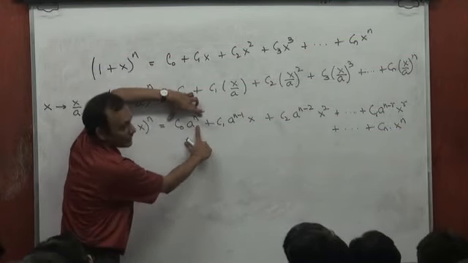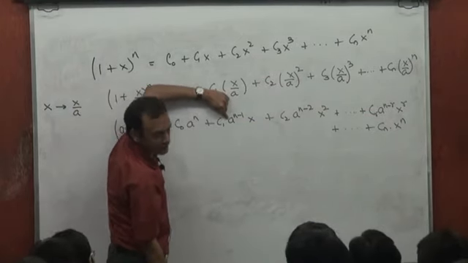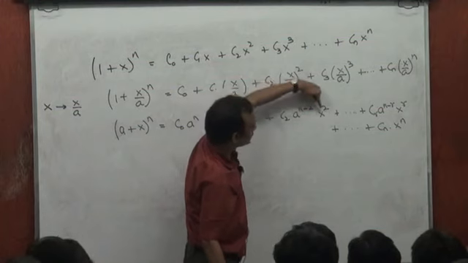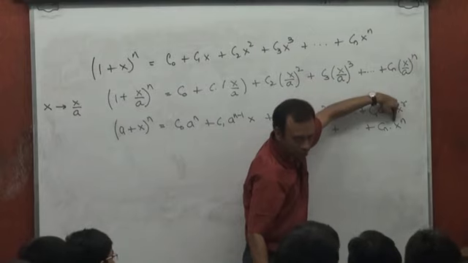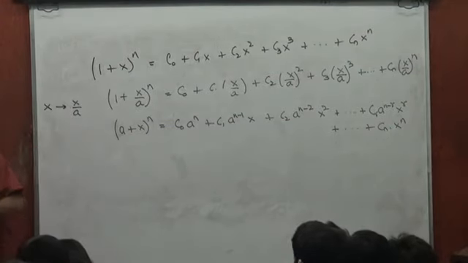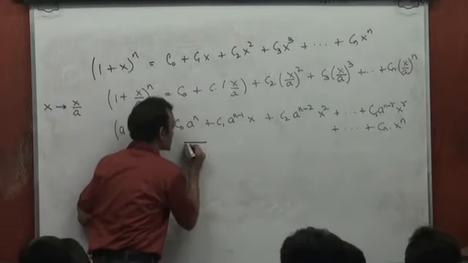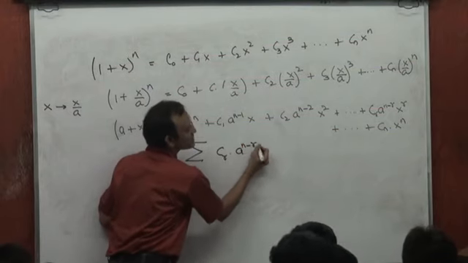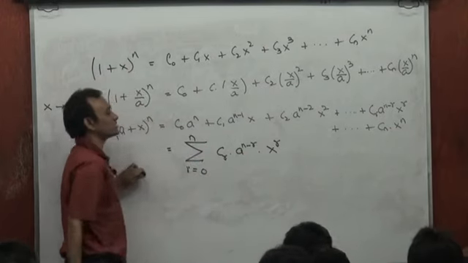See, what's the power of a here? n. What's the power of x here? 0. Add the two powers, n. What's the power of a here? What's the power of x here? Add the two powers, n. What's the power of a here? Power of a, 0, power of x, n, add the two, n. So, in all these terms, the sum of the powers of a and x will be n, the index n. So, in a more general sense, you want to write it as the summation of nCr a^(n-r) x^r, where r runs from 0 to n, n+1 terms.